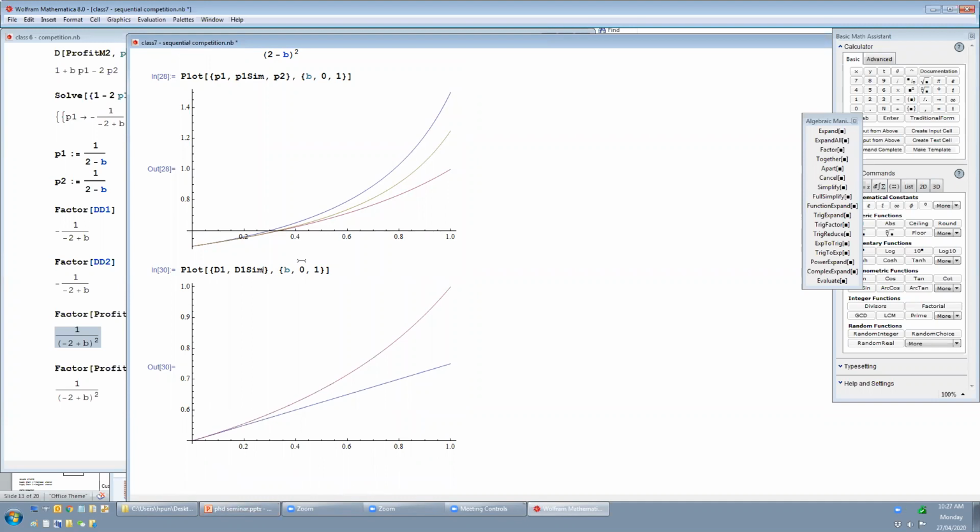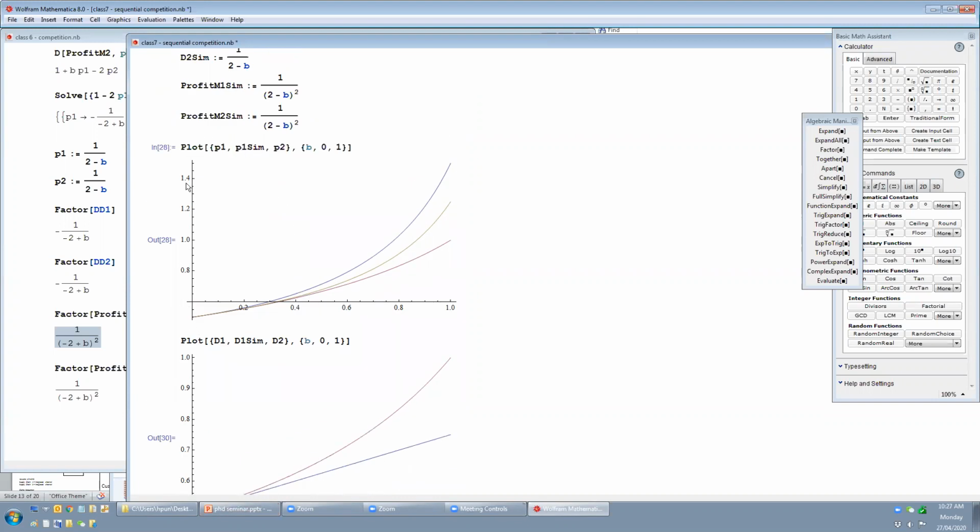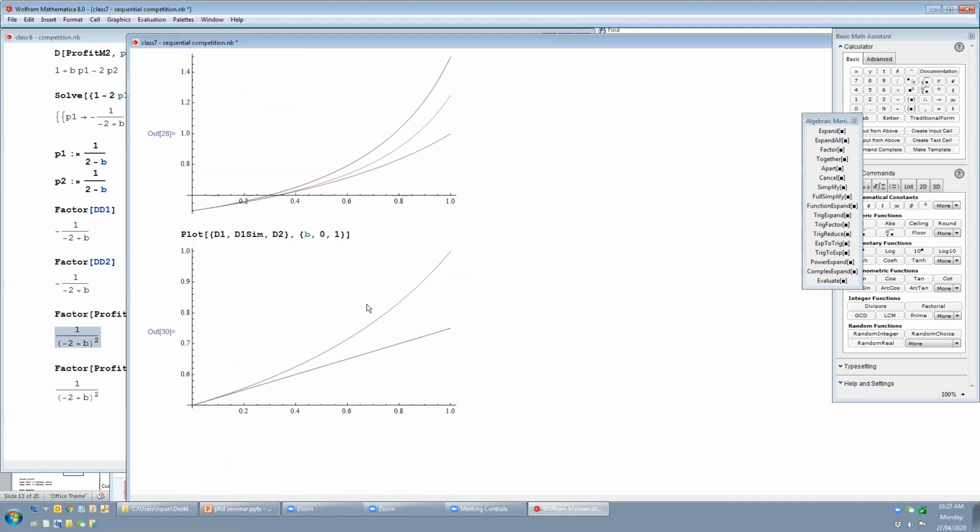And let me plot D2 as well. You can see I'm trying to plot side by side. The first one is D1, the second one is D1 sim, and the last one is D2. And then we have this picture. Let me explain it. The blue line is D1 sequential. That means it's a sequential game, M1 first sets the price, and it has a lower demand. The middle one is D1 sim, which means the two firms set the price at the same time. And the top line is D2 sequential, which means M2 is the second mover.